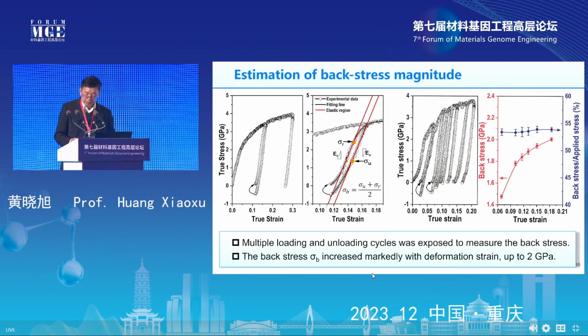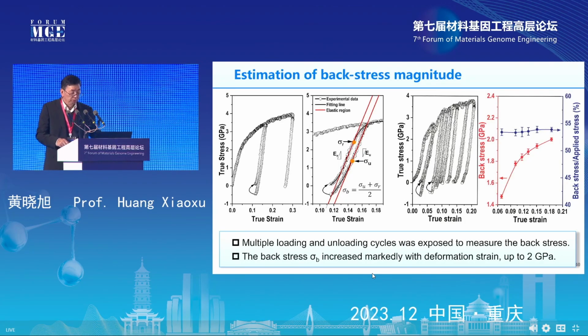Why? Actually, in the TEM we did this loading process to see whether the loading and unloading curves overlap or not, or whether they form a loop. And we observe the loop. It must be some so-called back stress generated during the deformation process. And then we quantify the back stress.